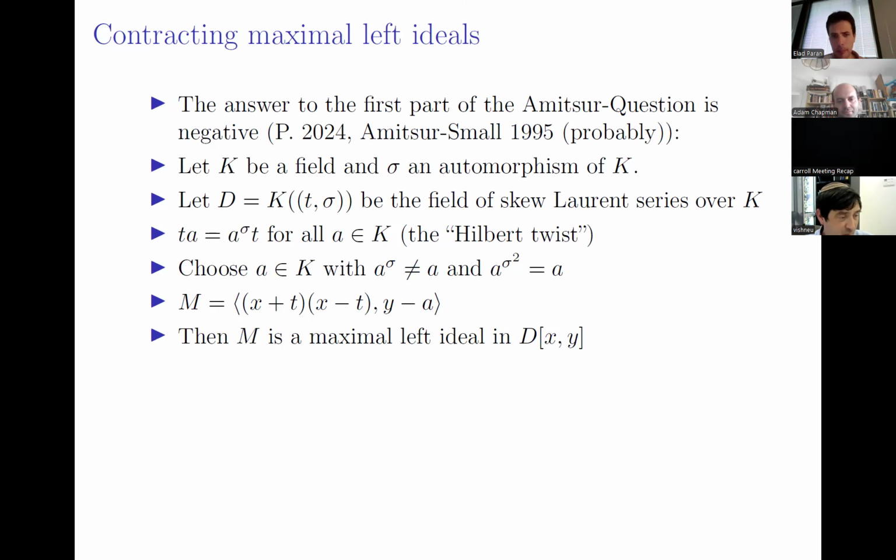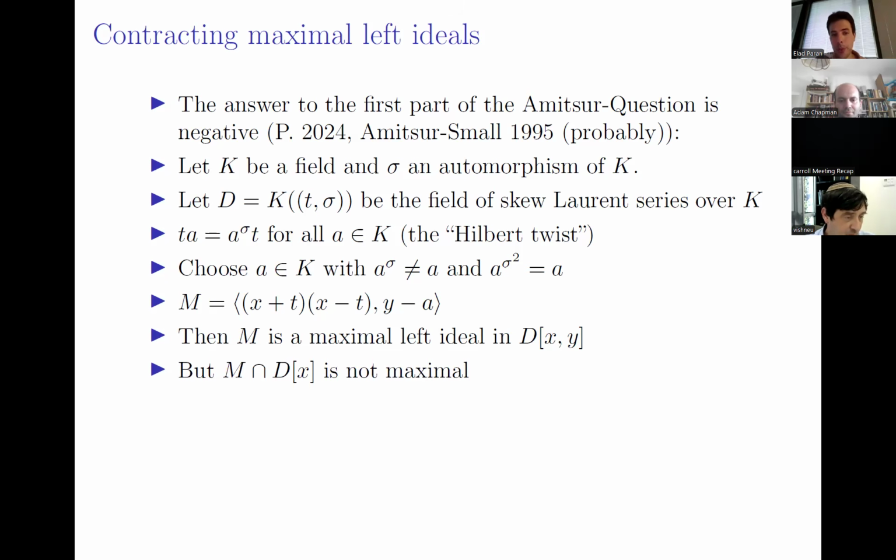But once you check that, it may be surprising that this is a maximal ideal because when you just visually look at it, you might think, well, this is properly contained in the ideal generated by x minus t, y minus a. But the point is that the latter ideal is the whole ring. So this follows from the way I chose this constant a.